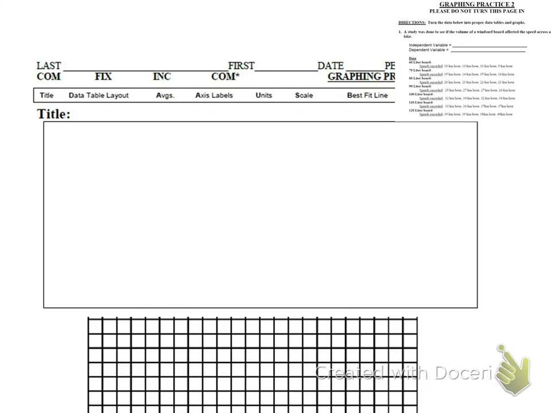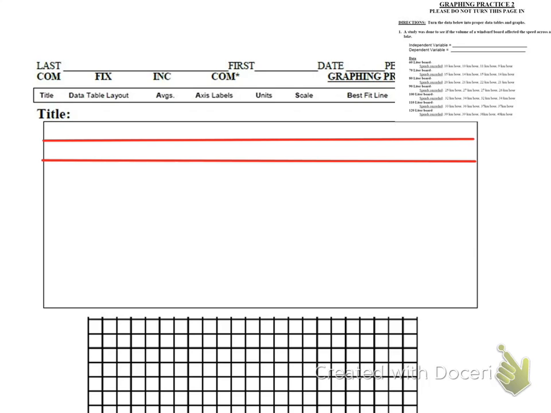So first thing you're going to do is draw two lines across the top of your data table. Draw a line a third of the way down. Remember, this has to be ruler neat. So it has to be using a ruler, make it as neat as possible.